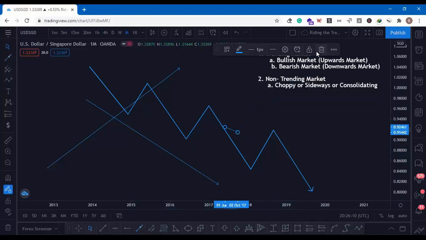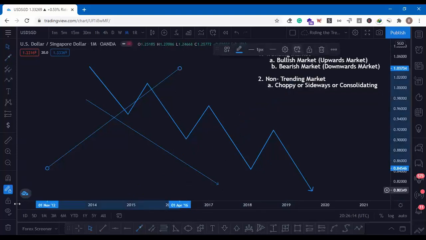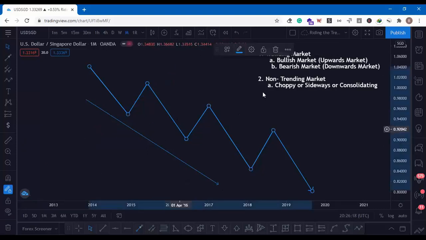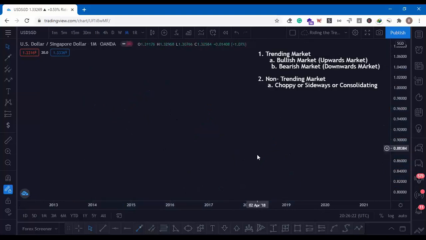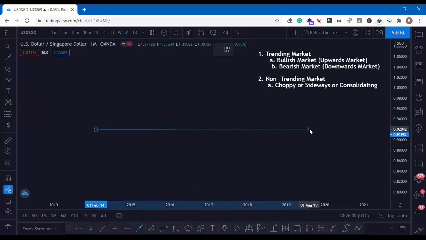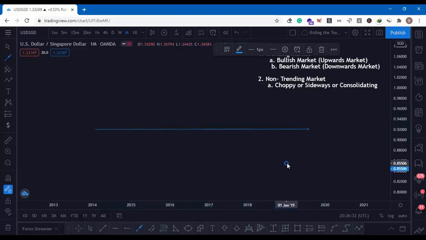Has a direction. So that is for the trending market. Now we'll look at the non-trending market, which is the choppy market. That one usually goes in one way. So that's why we call it either going sideways, choppy, or consolidating.